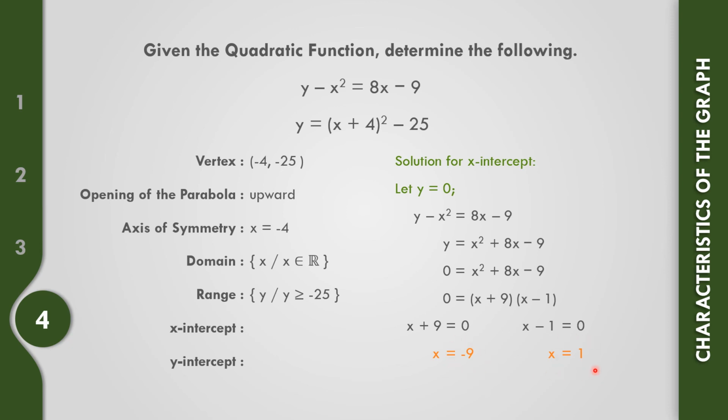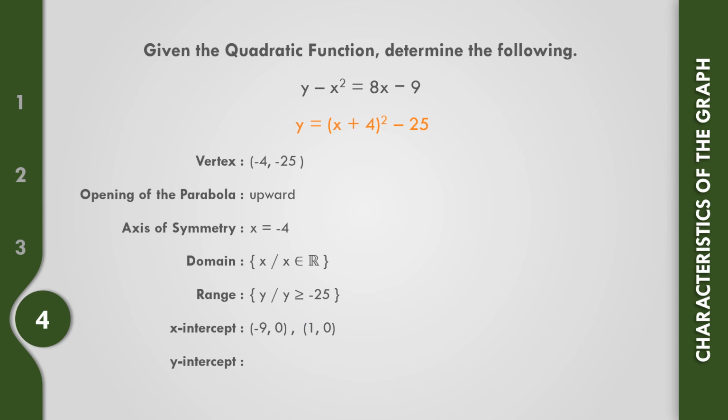How about the x-intercepts? The x-intercepts are: negative 9 could be the value of x, and the value of y is equal to 0. So negative 9, comma 0, and the second one, 1, comma 0.